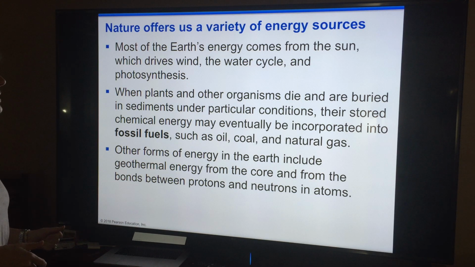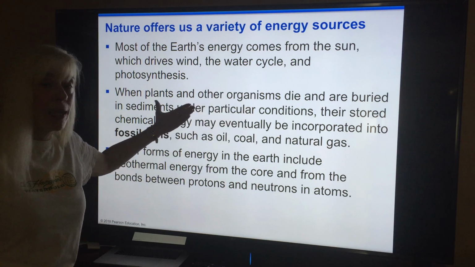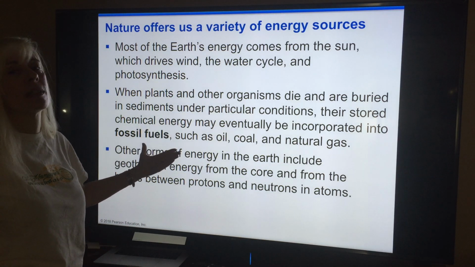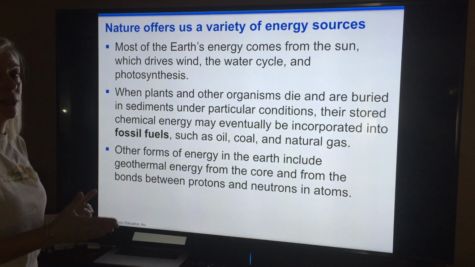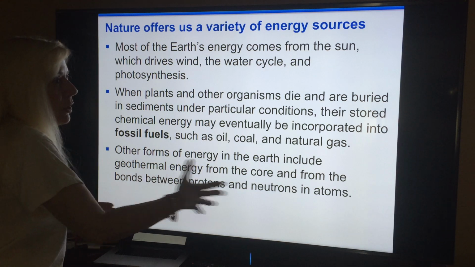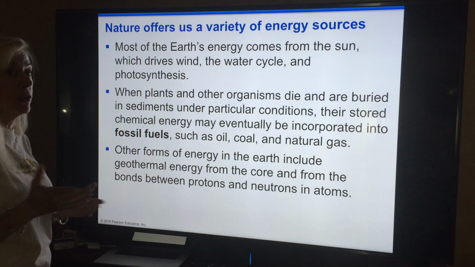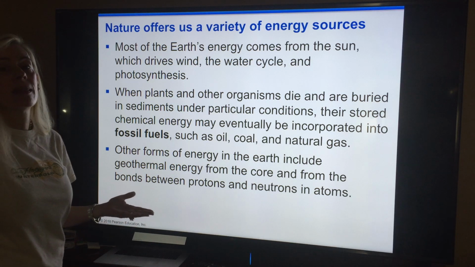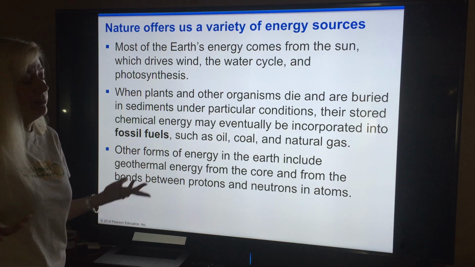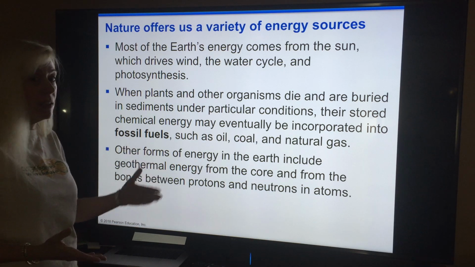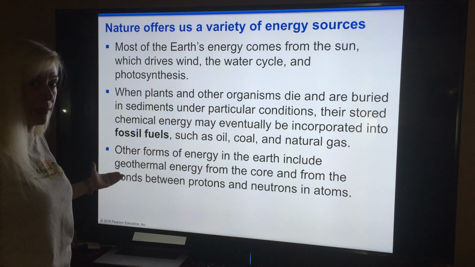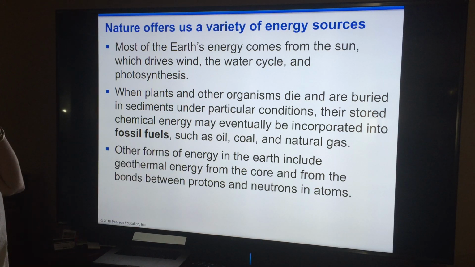Most of the Earth's energy comes from the sun. It's coming anyway, whether we harness it or not. Why would we not harness it? Which drives wind. The reason we have winds is because of uneven heating on the planet, which causes the wind to move. Water cycle, you already know about that, and photosynthesis. Thank you, plants and algae and those bacteria. When plants and other organisms die, they're buried in sediments under particular conditions. Their stored chemical energy may eventually be incorporated into fossil fuels. That's a literal name. It's a fuel coming from dead things, fossils, such as oil, coal, and natural gas.